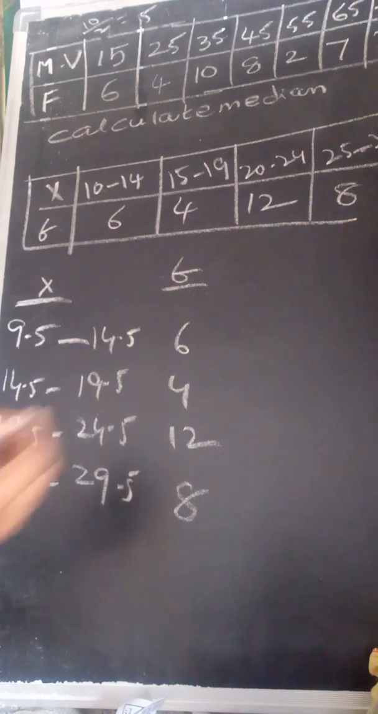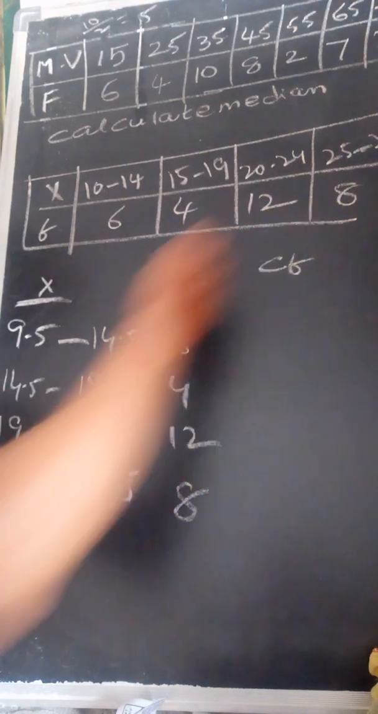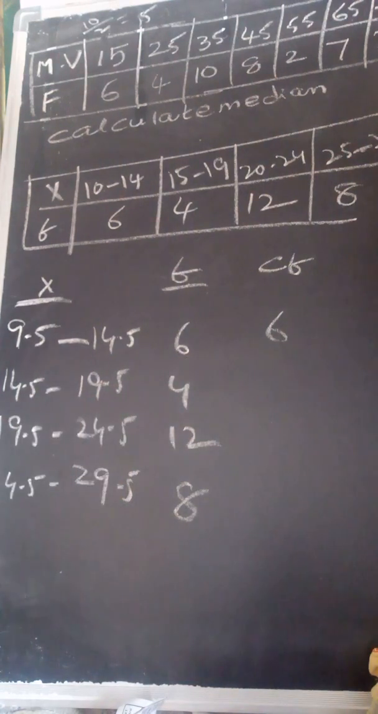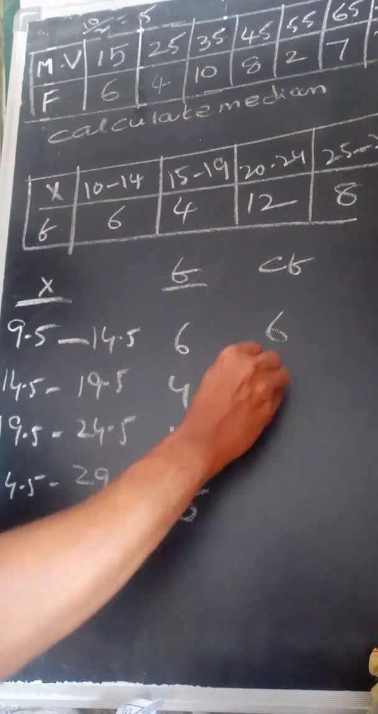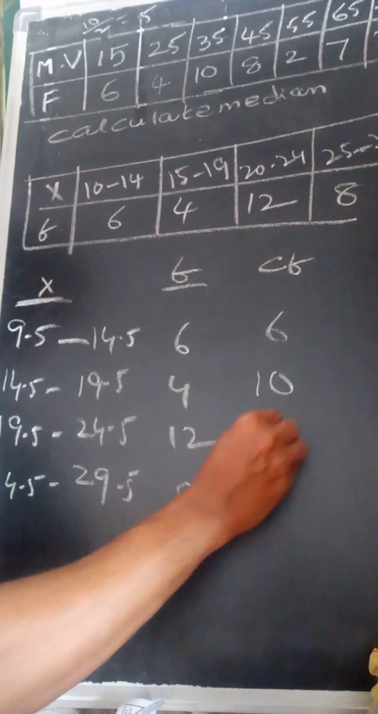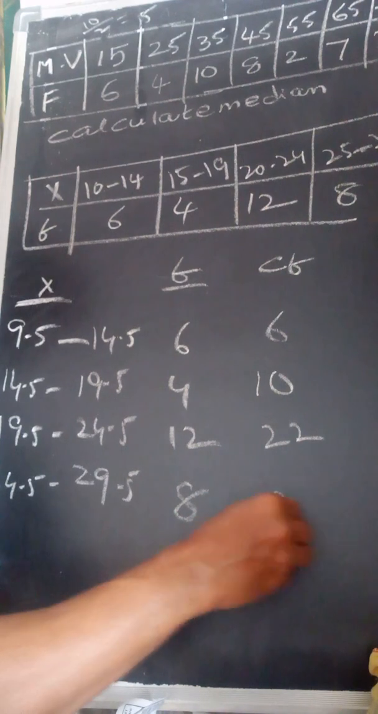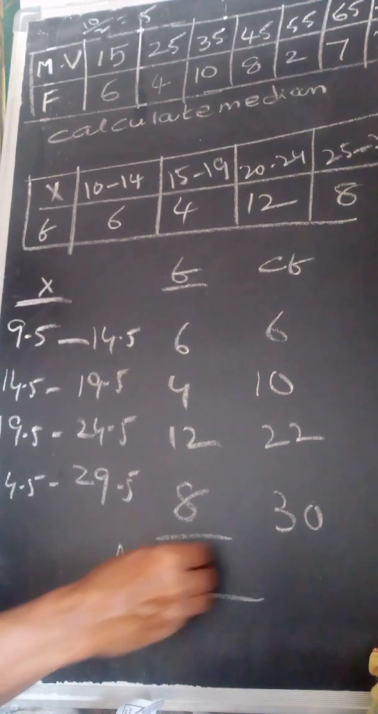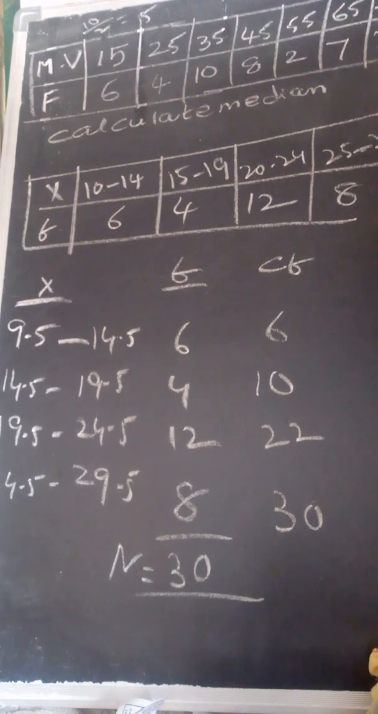If you want to calculate the median, just go on calculating CF. Some of the students may have a doubt: what is the meaning of CF? CF is nothing but cumulative frequency. 6, 6 plus 4, 10, 10 plus 12, 22, 22 plus 8, 30. Like this, my dear students, N is equal to 30. Now you can substitute in the formula L plus (N by 2 minus F) by f into C.